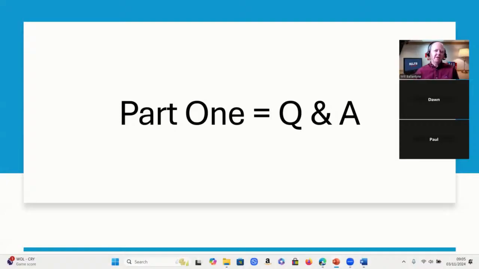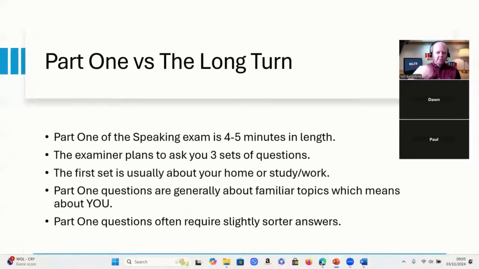And as I said, the first part is like a Q&A. That's what we call question and answer. I quickly ask you a question, you give me the answer. Then I ask you another question, you give me the answer. And that's part one. And as we talked about before, it's about 4 to 5 minutes in length. So he's got 3 sets of questions to ask you. The first is always about your home or hometown or about your studies. And then the rest of the topics should be familiar about you.